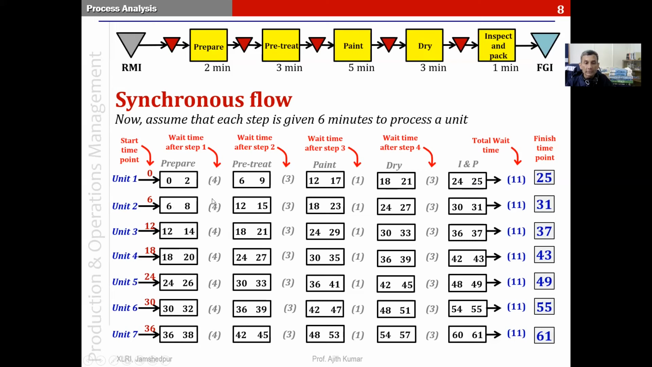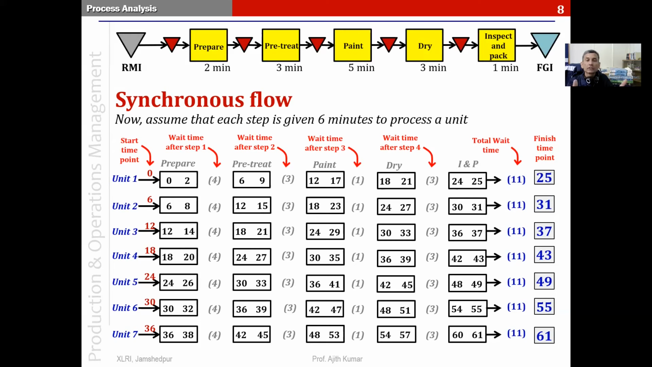For example, it is 4 minutes constant for all units at the pre-treat step. It is 3 minutes constant for all units at the paint step, 1 minute at the dry step, and 3 minutes at the inspect and pack step. As a result, all units wait for a total waiting time of 11 minutes as they go through the process. Okay, so in this process, there is no inventory build up in between. No inventory, no queue formation happens in between. The steps just go and wait until their next start time begins.